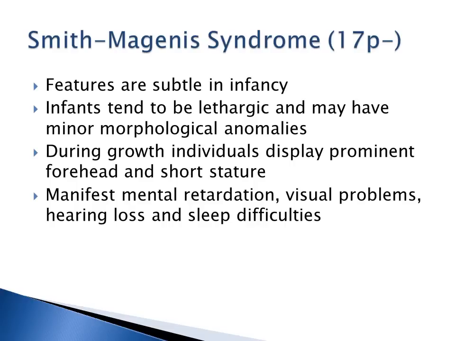In Smith-Magenis syndrome, these features are usually very subtle during infancy. Infants may be lethargic and might have some minor morphological anomalies. However, as these individuals grow, they display more prominent morphological anomalies, such as a prominent forehead and short stature. Also, mental retardation can develop, as well as visual problems, hearing loss, and sleep difficulties.